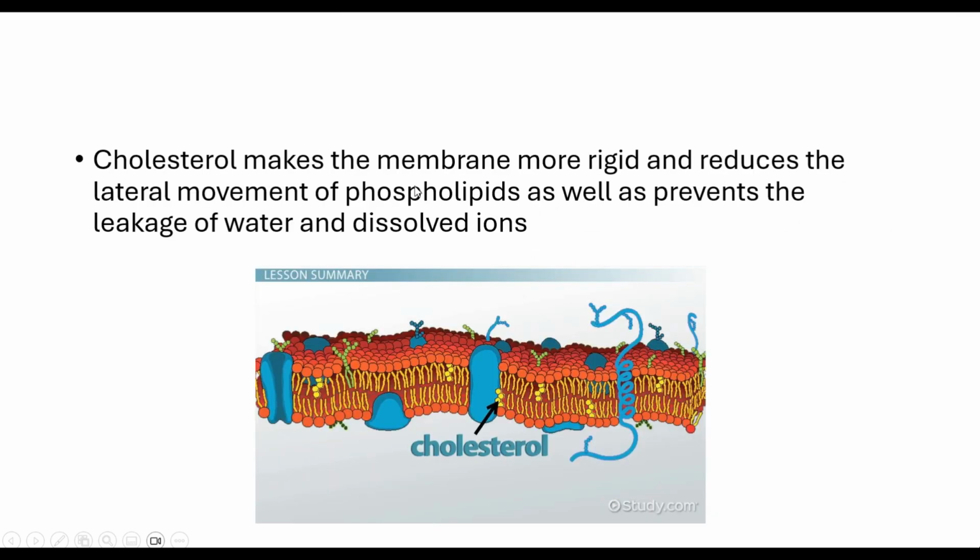Cholesterol makes the membrane more rigid and reduces the lateral movement of phospholipids, as well as preventing the leakage of water and dissolved ions. So that's what cholesterol does. The main thing is it prevents the leakage of water and dissolved ions from the cell surface membrane, and it also prevents lateral movement of the phospholipids, keeping them in place, keeping them tight.